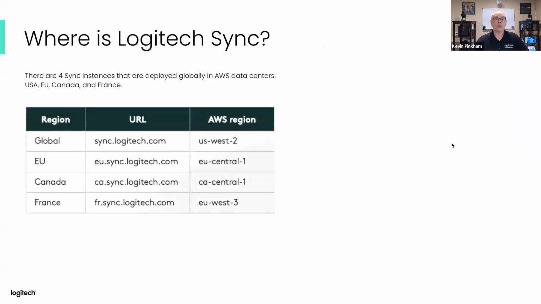Okay, so where is Logitech Sync? Now we're talking about the portal here, not the app. So globally, we have 4 instances. For the point of this call, we are going to be talking about the global instance here in the United States. We also have an instance in Canada. Some countries, Canada is one of them, and the European Union have their GDPR rules where data needs to be kept in country. So that's why we have 4 different ones.